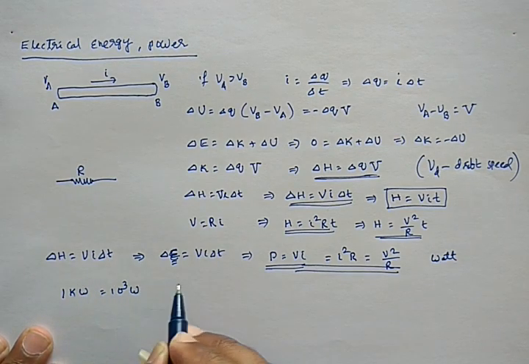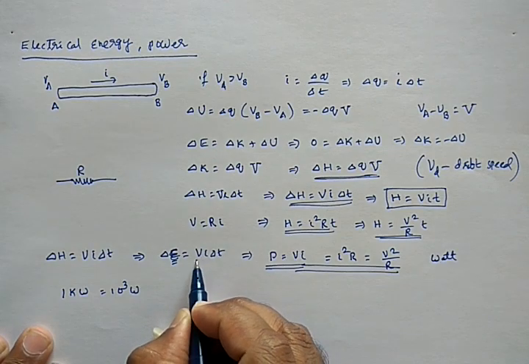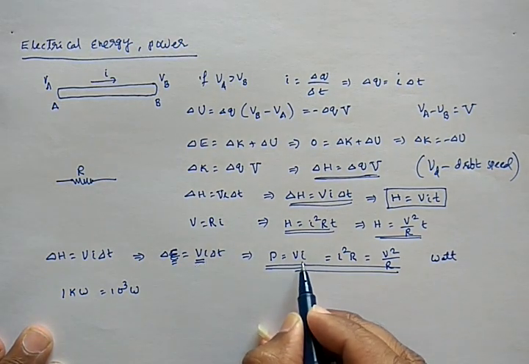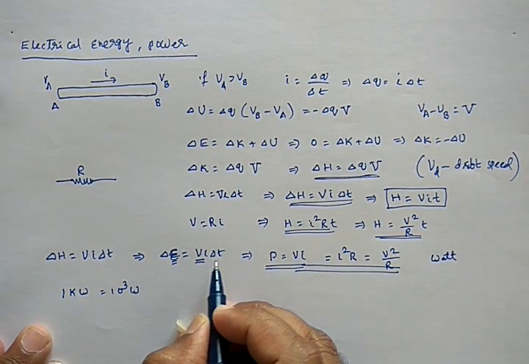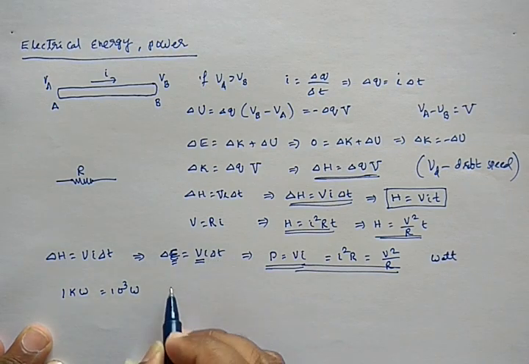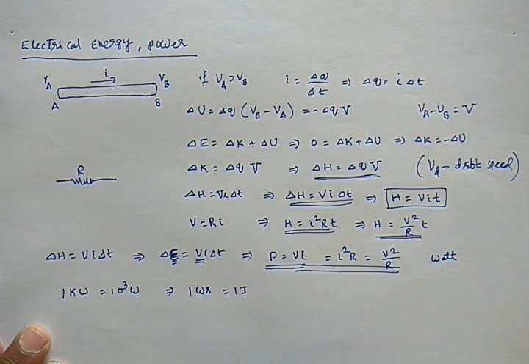The unit for power, which is V i, is watt, and delta T is in seconds. Then watt second is joule. Now let us write down: 1 watt second equals 1 joule.